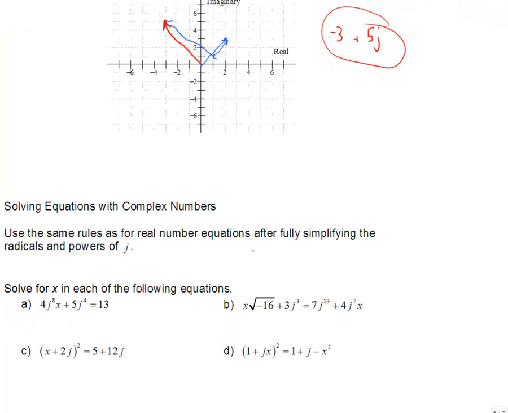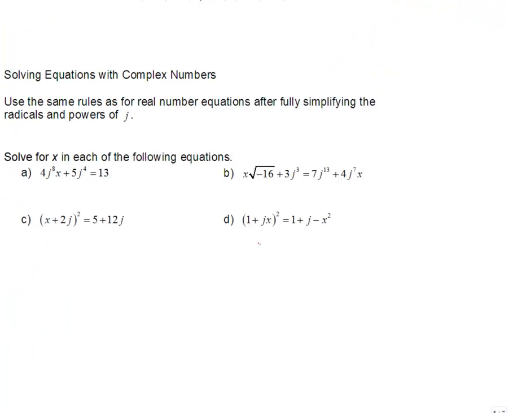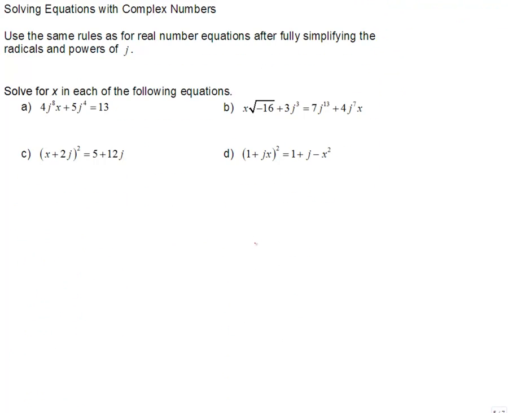The final part of this first set of notes then is solving equations with complex numbers. And we're going to do the exact same thing as we do for any equation, remembering that we want to simplify any radicals first, reduce the powers of j, and then just proceed as if we had any other variables.